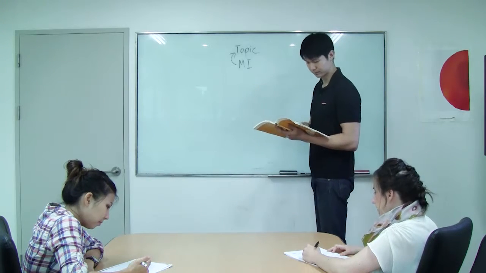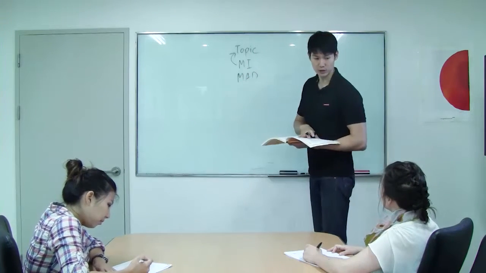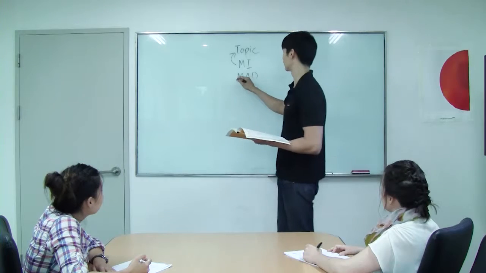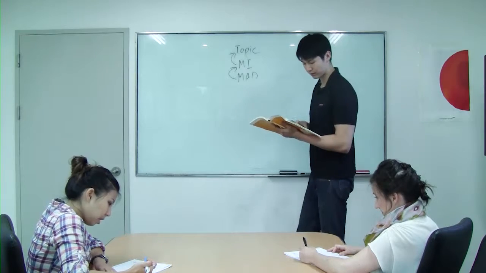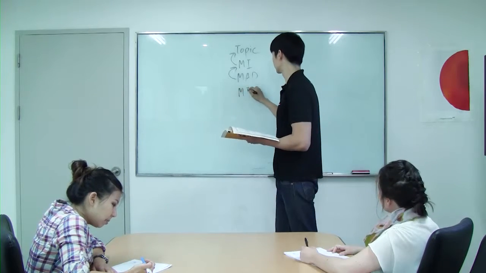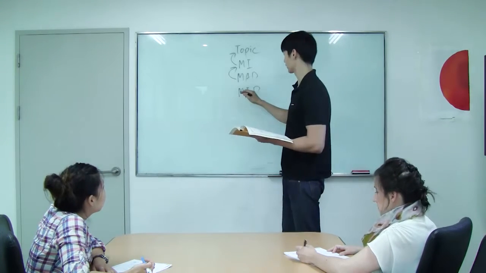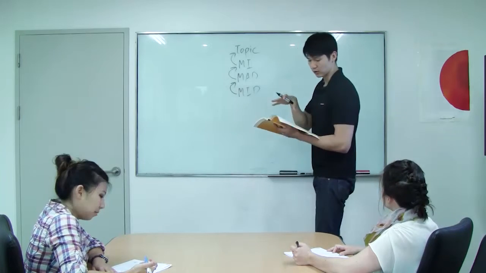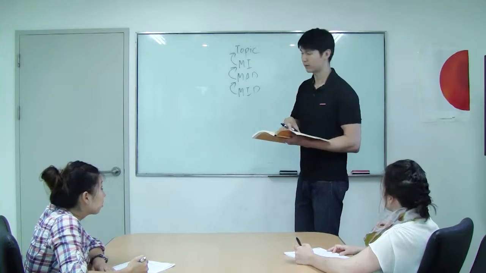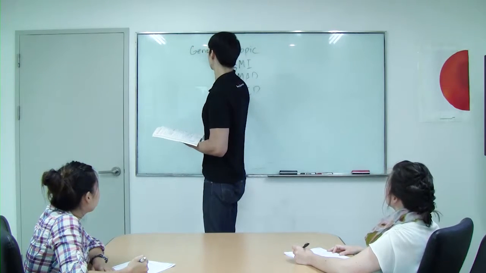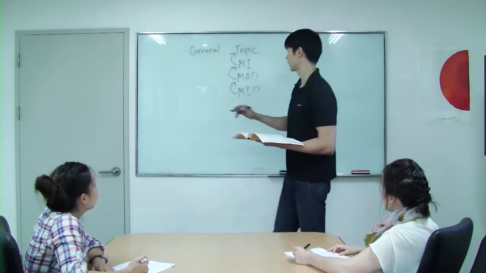Let's look at major supporting details. What are they, Megan? Information that develops the main idea. Good. So major details, what do they support? The main idea. Very good. And lastly, what are minor supporting details, Sharon? Information that further explains the major details. Good. So what do minor details support? The major details. Good. So looking at this chart, what is the most general? Megan? The topic. Good. And what is the most specific, Sharon? The minor details. Good.